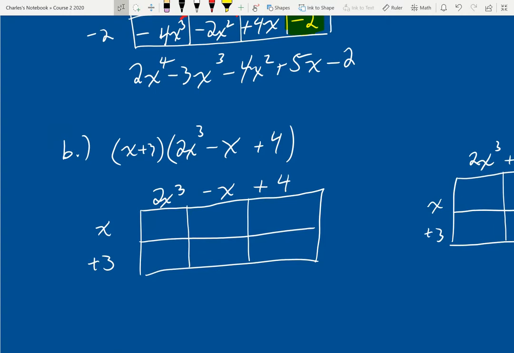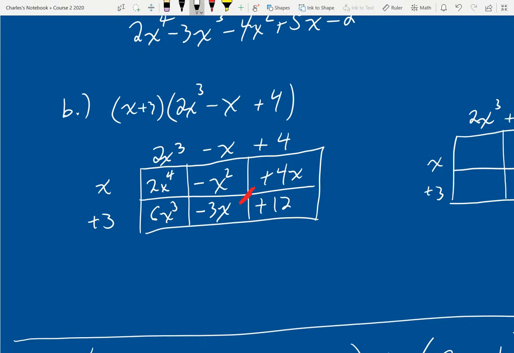Okay, and that's nice, but I thought I'd do one more example here where I have x plus 3 times 2x cubed minus x plus 4. And there is a little bit of a catch with this one. Let me just go through here, and I'm going to get 6x cubed minus x squared minus 3x plus 4x plus 12. And then when I'm looking for like terms, I notice that these two line up. However, these two right here are not like terms. So there is some kind of problem here, which is not that difficult to reconcile in this case.